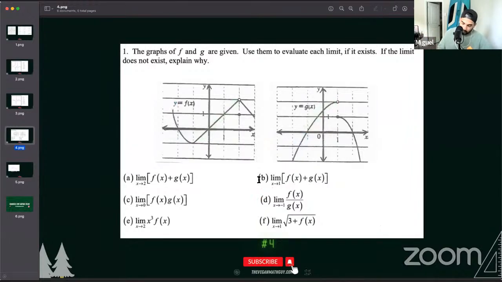Okay, so let's go ahead and try E. So part E, here we're just looking at the limit as x approaches 2. Now, here's the thing. I think a lot of people are already going to jump the gun and say, okay, if I'm doing this, can I just do 2 cubed times f of 2? You absolutely can. It's what we call direct substitution.